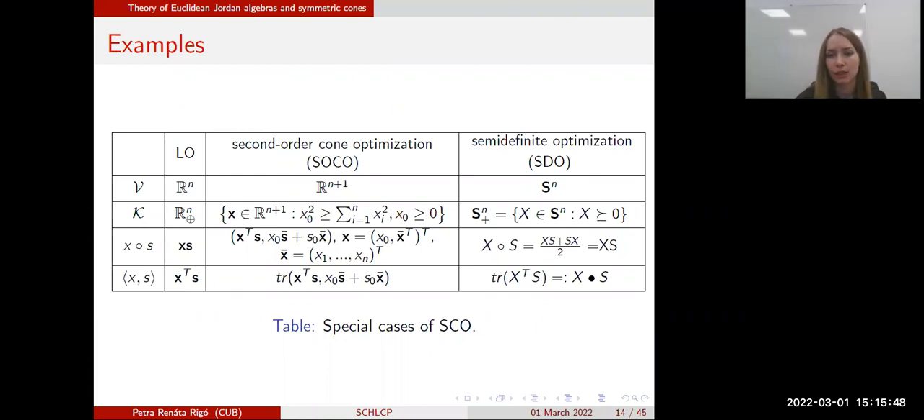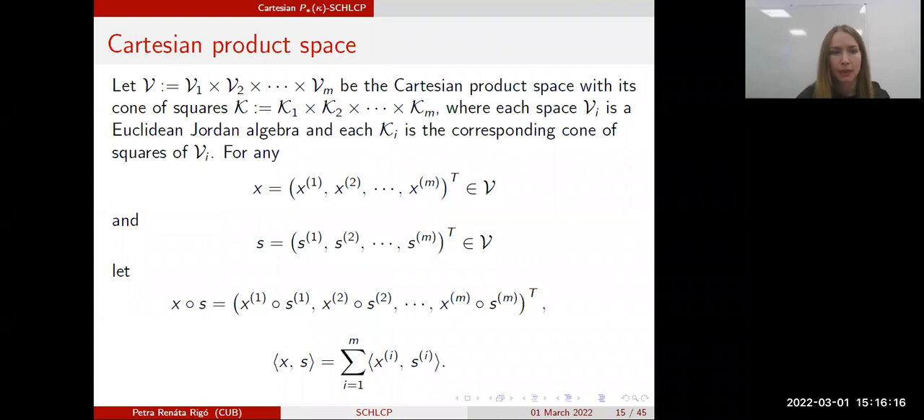And if we consider the set of symmetric matrices with the cone of positive semi-definite matrices, then we get back the semi-definite optimization problem, and probably this bullet is also frequently used in case of semi-definite programming problems. So these are special cases of symmetric cone optimization. And now I would turn to the more general framework.